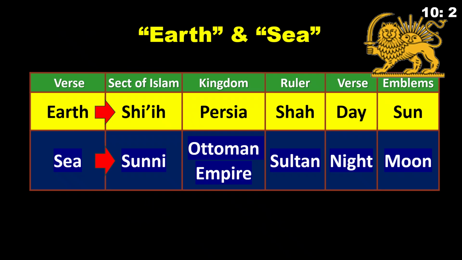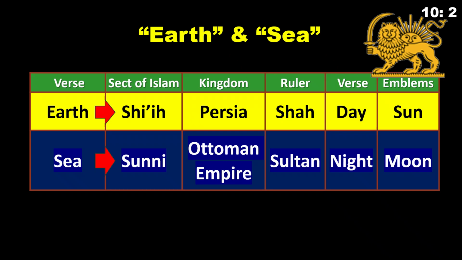Earth can symbolize Persia and Shia Islam, the predominant religion in Persia. The sea can mean Sunni Islam. Note that when the terms day and night are used in Revelation, it can be a reference to Persia as the day and the Sunni or Ottoman Empire as the night.